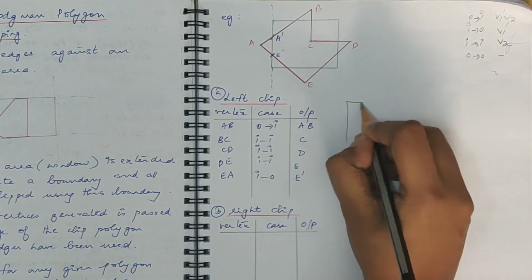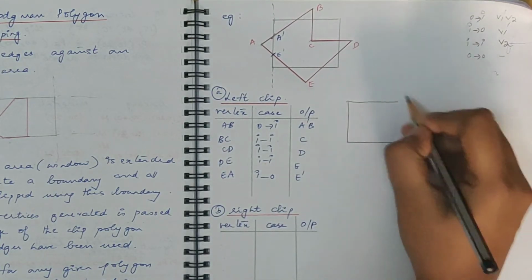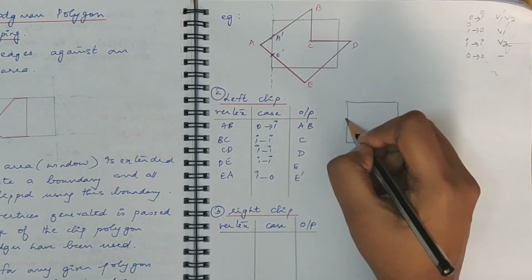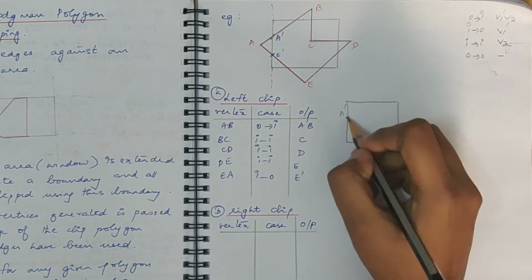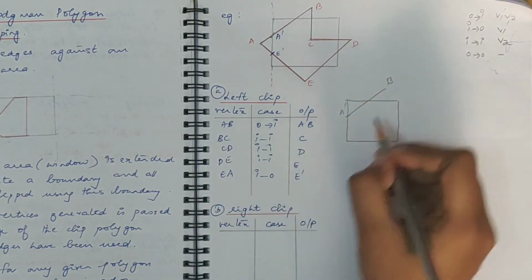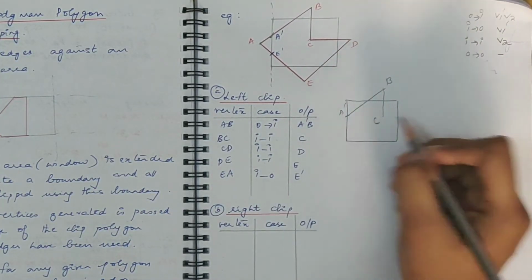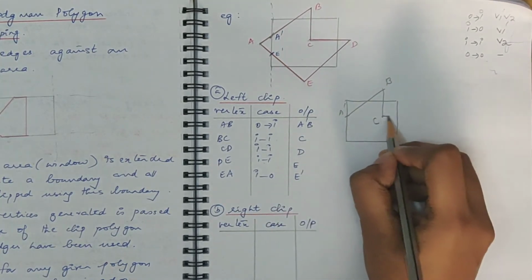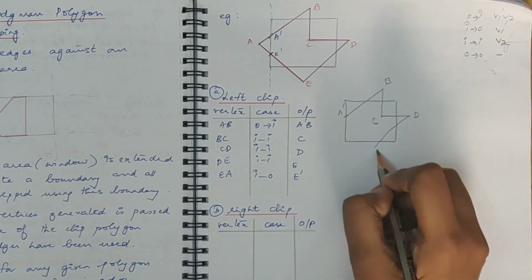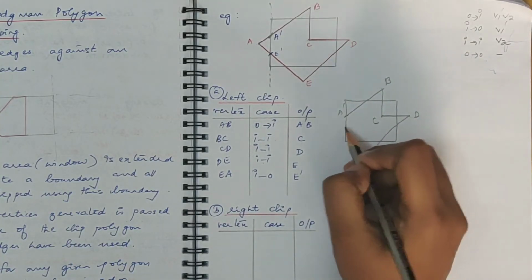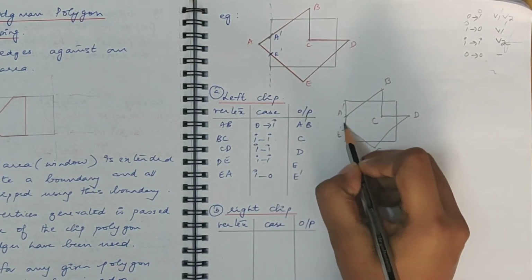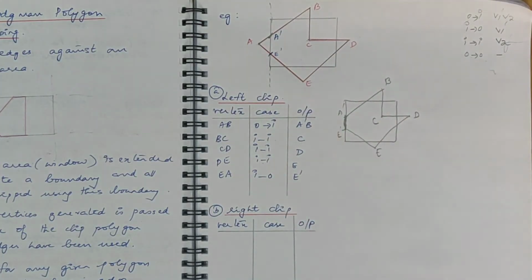So after the left clipping happens, you will have the result something like this. I'm just drawing a smaller version. So you have A dash B, right? So you have a new vertex here, A dash. Then you have C coming. So you have C here. Then you have D. Then you have E, right? And then you have E dash. So E dash comes here. So this is the polygon after left clipping.